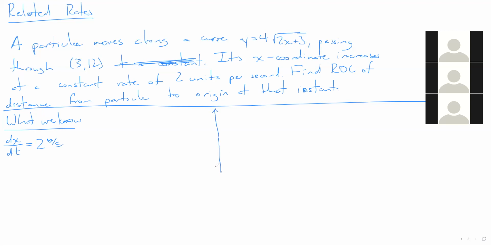So let's draw a picture here. We have a square root curve that's in general going to look something like that. Here's the origin. I want to find the distance from that point to wherever the particle is.